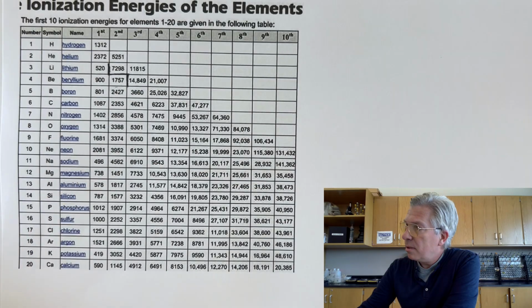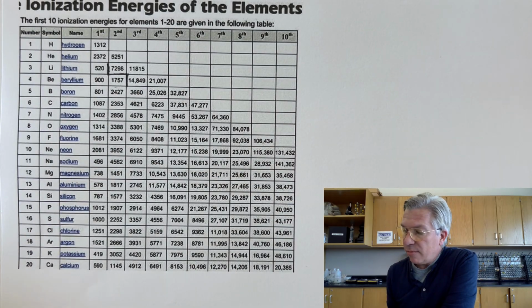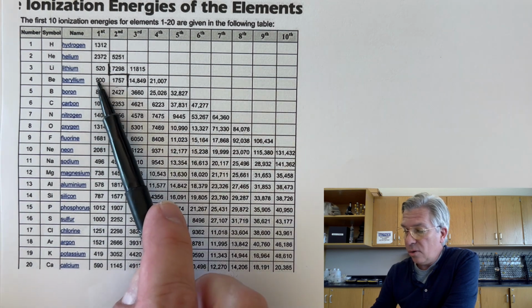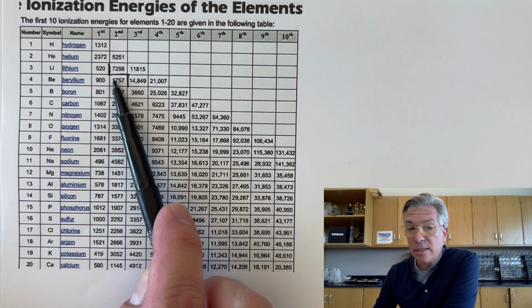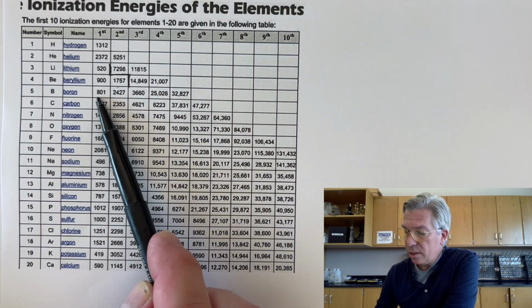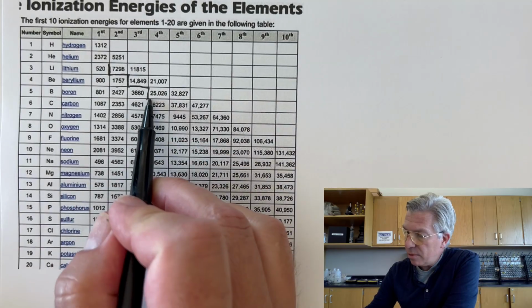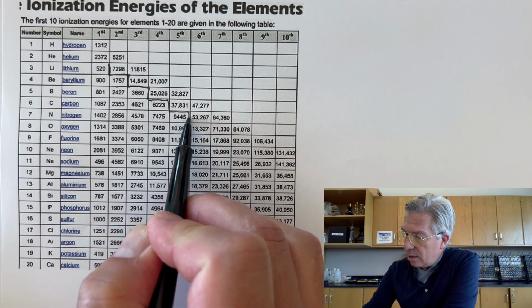look at that big jump from 1700 to 14,800. That's a big jump. And so that indicates that those are two valence electrons, and the rest are core electrons. Boron has three valence electrons, so the big jump occurs after number 3, and so on down the line.